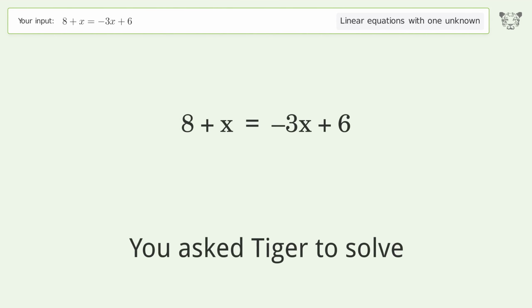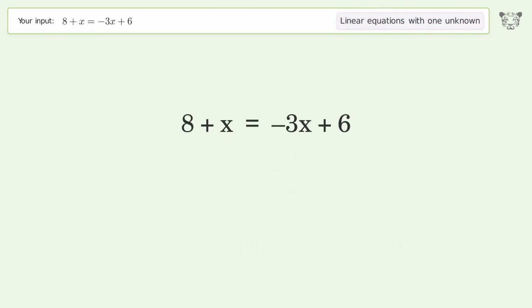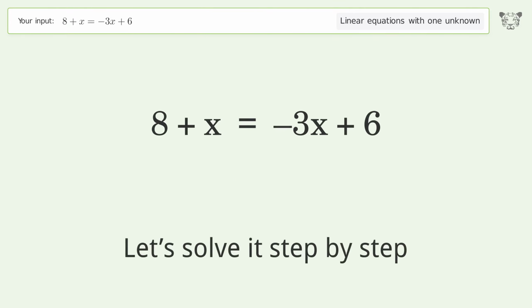You ask Tiger to solve. This deals with linear equations with one unknown. The final result is x equals -1/2. Let's solve it step by step.